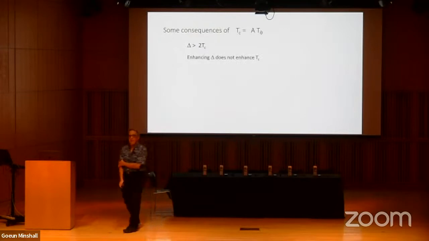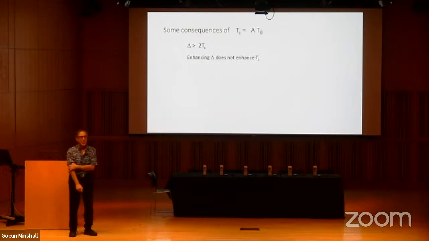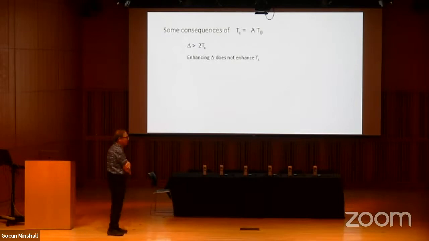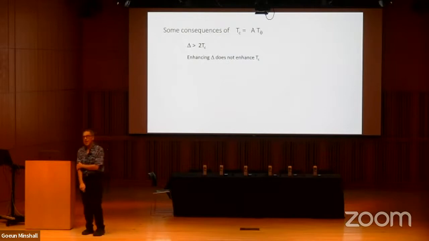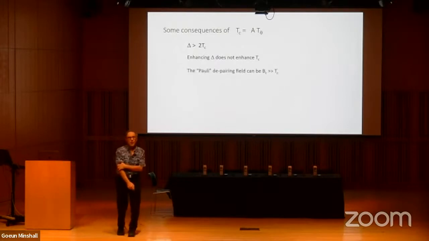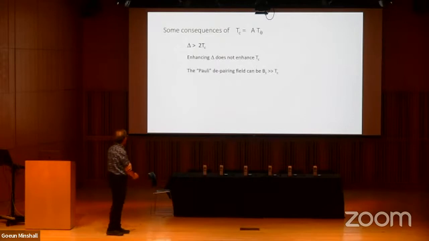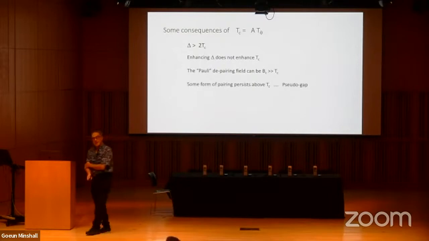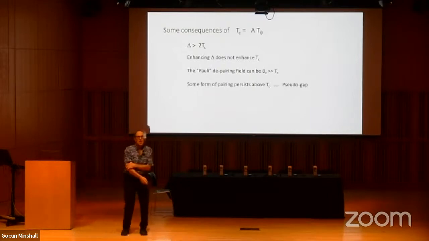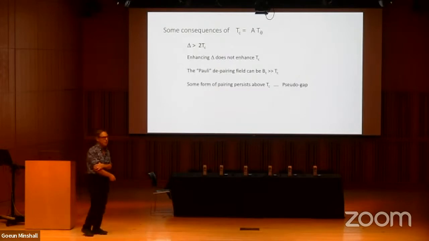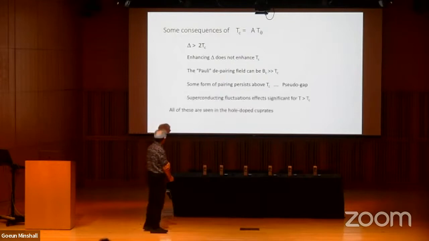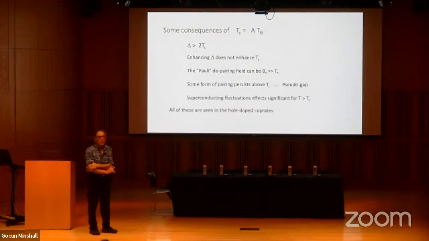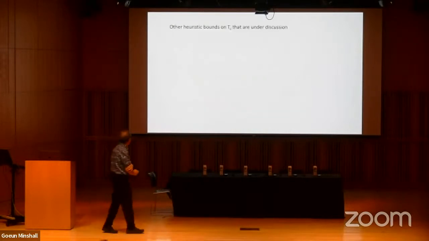It has big impact for your strategy for trying to get higher TC. It says the usual strategy of trying to enhance the pairing scale is a losing proposition, since that's not what's determining TC. You want to figure out some way of stiffening the phase fluctuations. It tells you that critical fields can be big, which they are. It tells you that some form of pairing persists above TC, that there are anomalously large superconducting fluctuations that survive, which is certainly a feature of the cuprates. And in fact, all of these things are seen. So you really do learn something from this quantitative exercise.